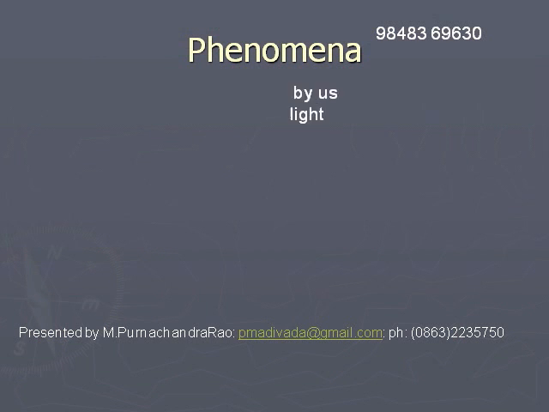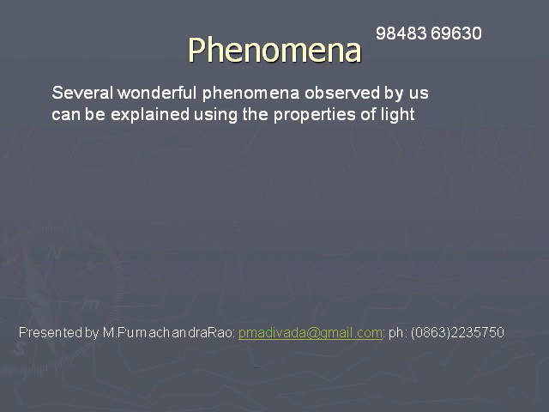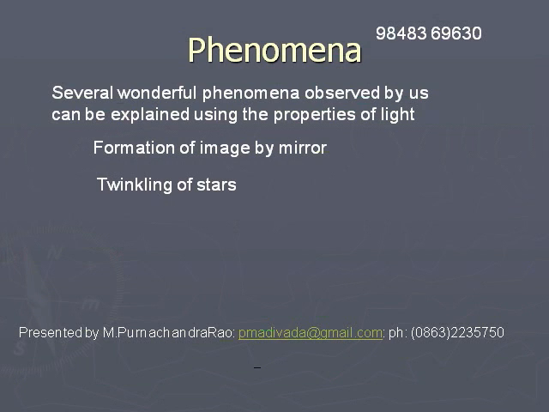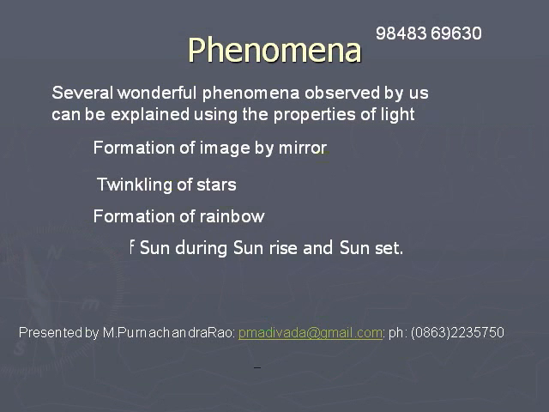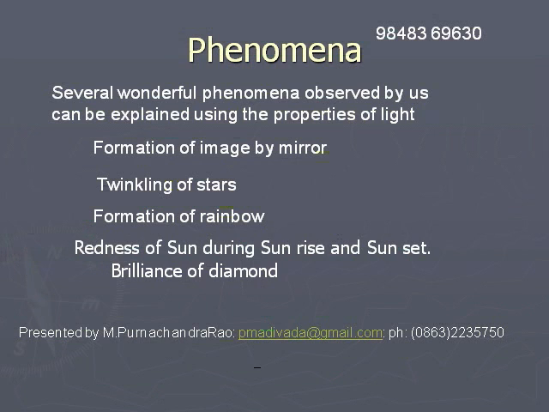There are several wonderful phenomena which can be explained using the properties of light, like image formation in a plane mirror, image formation in mirrors, twinkling of light, formation of rainbow, etc. Also, the refraction of light, or bending of light when it travels through some media. We can explain such phenomena using the properties of light.